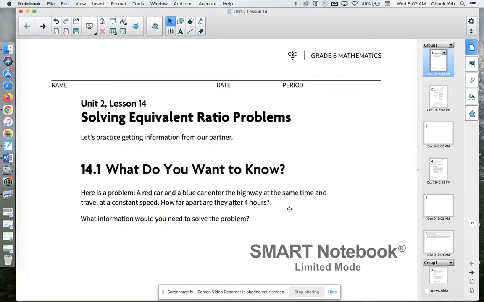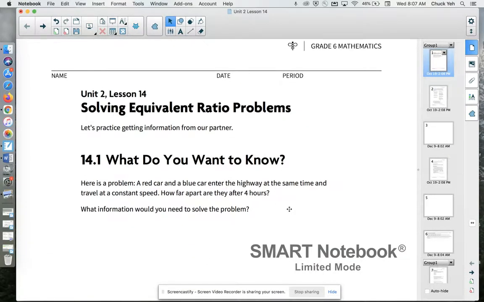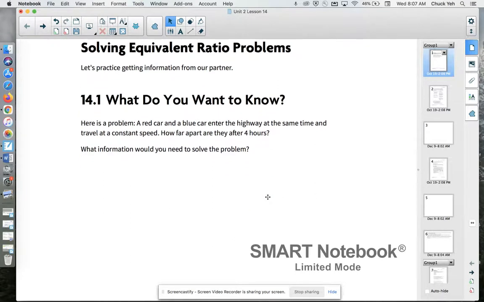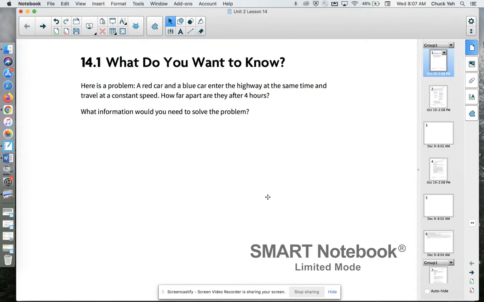In the student task statement, right underneath where you wrote the learning target, 14.1, what do you want to know? Here's a problem. A red car and a blue car enter the highway at the same time and travel at a constant speed. How far are they apart after 4 hours? What information would you need to solve the problem? Think of two things, right? Pause the video, think of two things. When you're ready, unpause it.